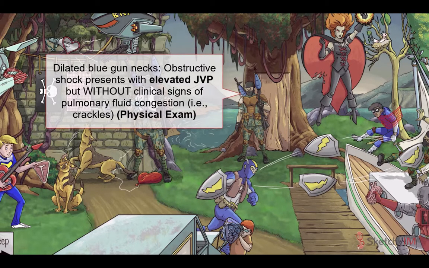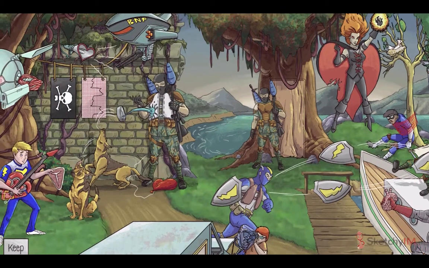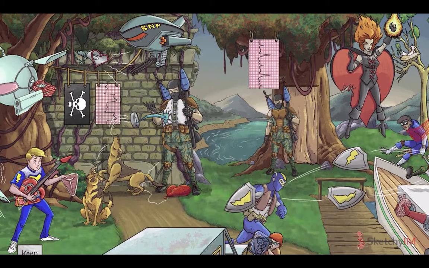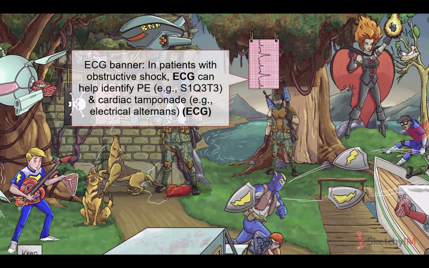When you suspect that your patient might have obstructive shock, the tests you'll order are directed primarily at identifying the underlying cause. An ECG can help you diagnose two common causes of obstructive shock: PE and cardiac tamponade. Signs of right heart strain, like the classic S1Q3T3 pattern, can point you towards PE, whereas electrical alternans can suggest cardiac tamponade. It's important to remember, though, that while these findings may be specific, they're not sensitive.